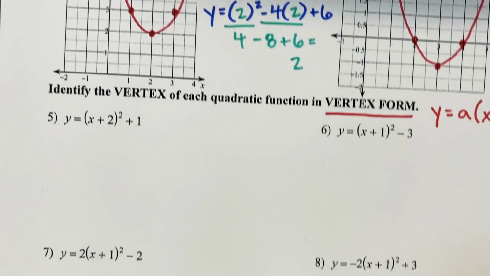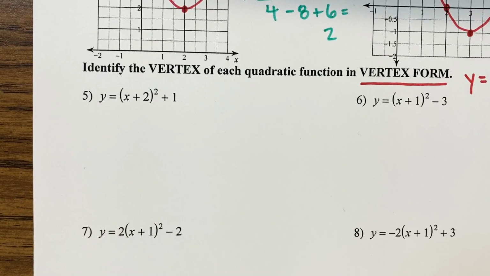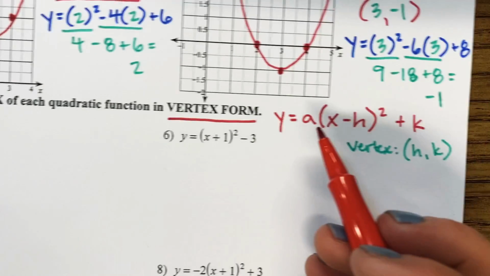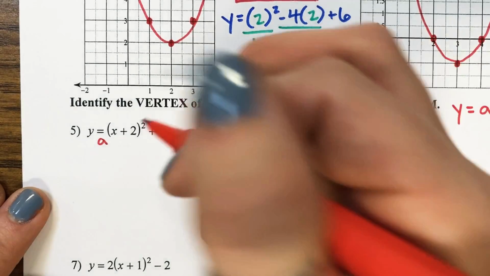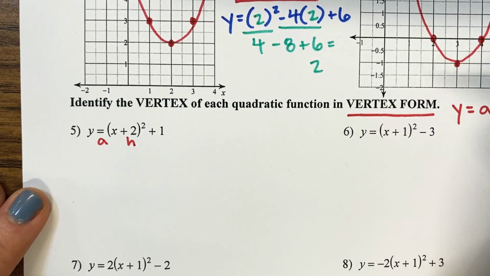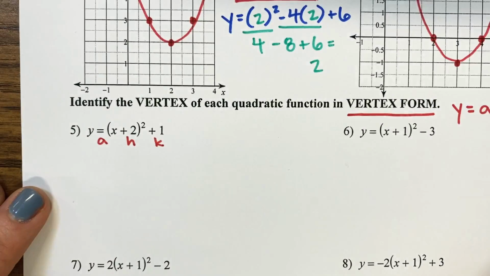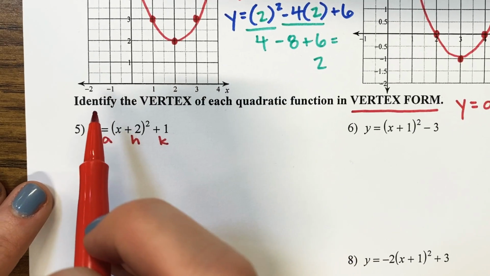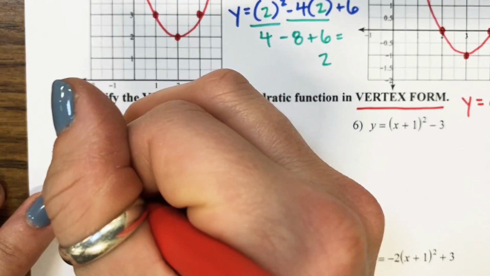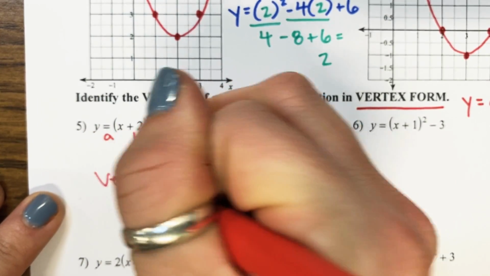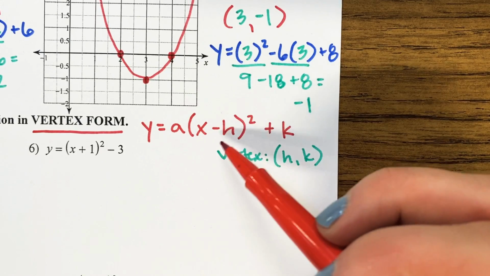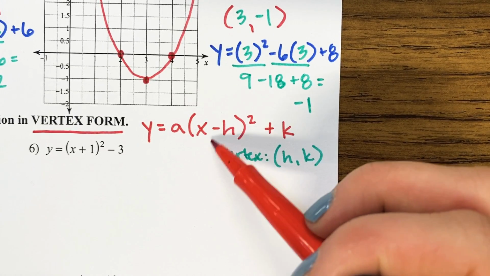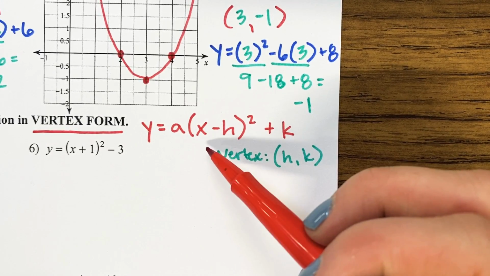Okay, it's going to be really easy to identify our vertex. So if we look at number 5, we know that our A is always in front of our parentheses, H is inside the parentheses, and K is on the end. Okay, well, all it's asking us to do is identify the vertex. Okay, remember, vertex is H, comma, K. But notice, in the form, notice this negative sign.